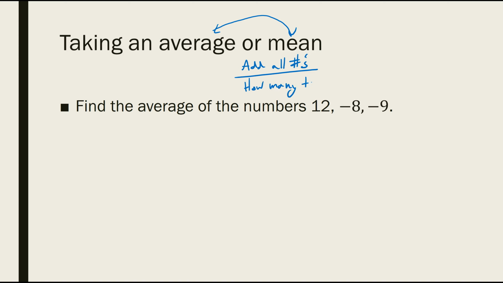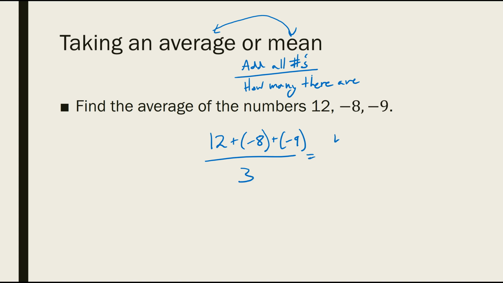You've done this a million times in pre-algebra and so on. Let's do it. Now I have some negative numbers involved, but it doesn't matter. I'm still going to add up those 3 numbers, 12 plus -8 plus -9, and then divide by how many numbers there are, 3. And let's see what I get.